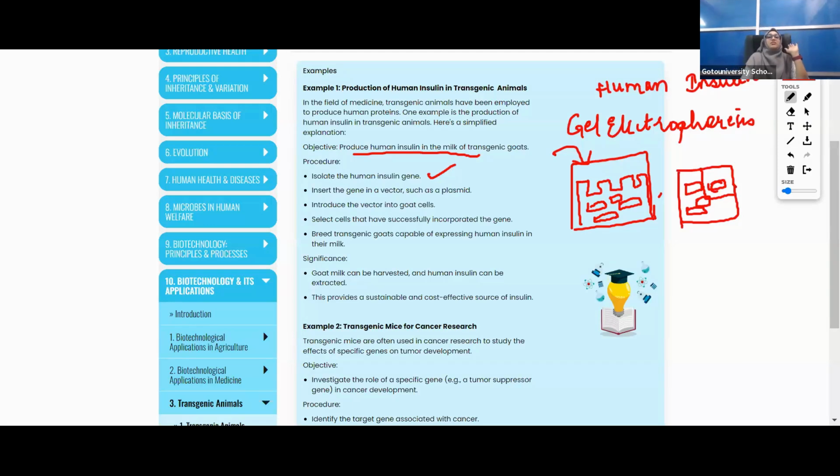Okay, so what we have done, we have taken a human insulin gene. All the process we have done: isolation, insertion in a vector, then introducing the vector in a transgenic animal. After inserting, we will be getting whatever we need. So goat milk can be harvested. After harvesting the goat milk, insulin can be extracted from that goat milk. Is it clear? So here we can get a very eco-friendly, very cost-effective source of insulin from goat milk. Is it clear, everyone?